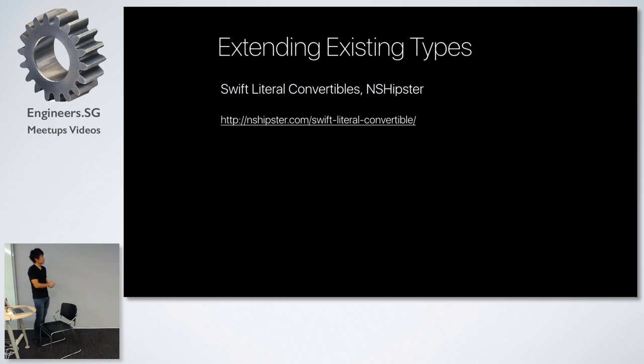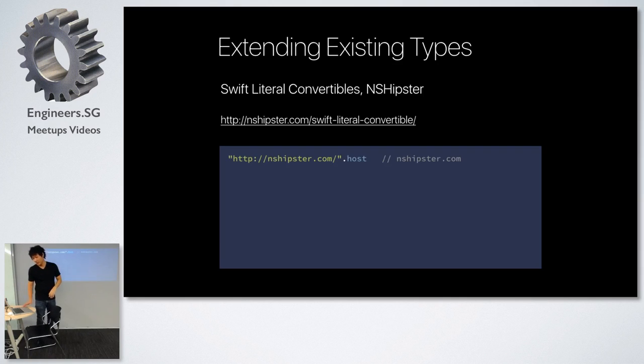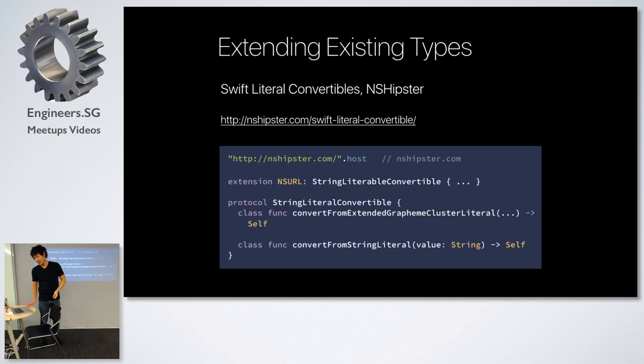That's interesting. That's if I make my own type though. Can I extend existing types? Can I write an NSURL and just assign a string to it and create an NSURL? If you go online, you'll find this article by Matt Thompson at NSHipster, and he'll show you something like this. If you make NSURL conform to the string literal protocol, you can do something like this. You can immediately extract the host out, and you will get this back. It's like, wow, that's insane. All you have to do is just extend, all right? But when you start digging into the article, it's like, hang on, this doesn't really look like the string literal convertible that I know.